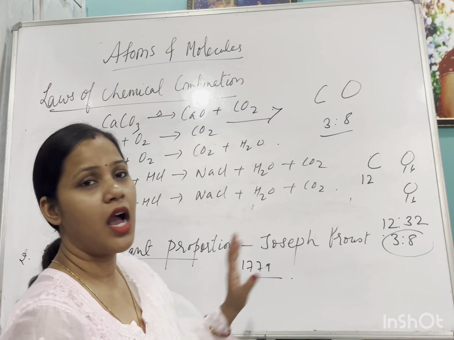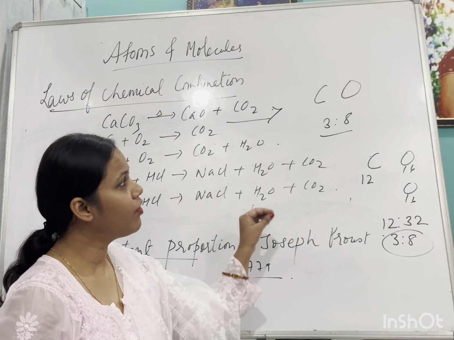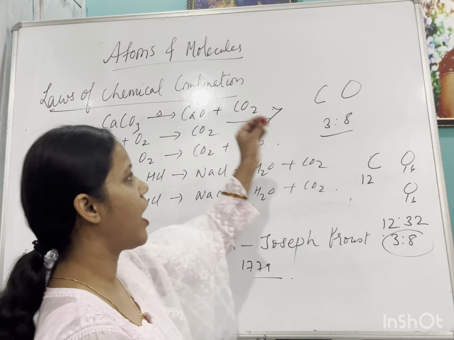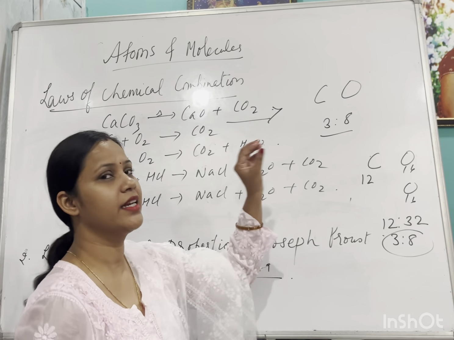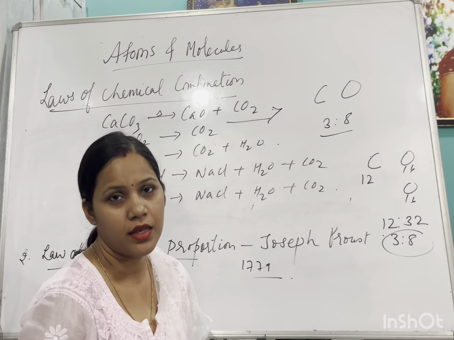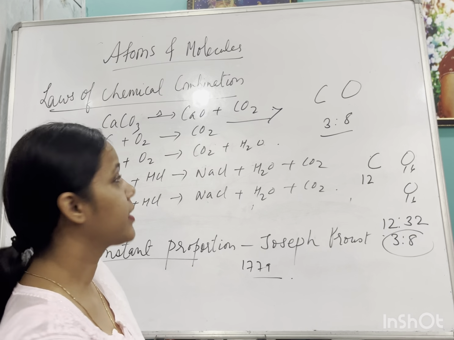But whenever carbon dioxide is being formed, it will always have the same elements, carbon and oxygen. 1 carbon atom and 2 oxygen atoms present in a fixed ratio by mass. Likewise, I give you another example also.